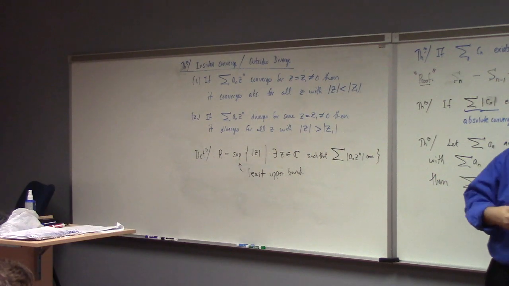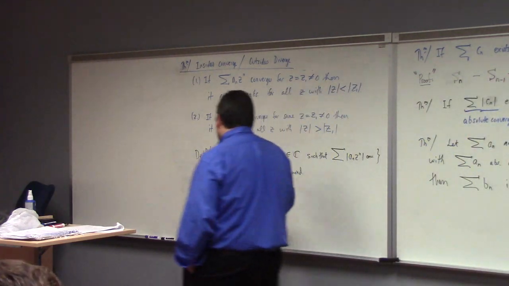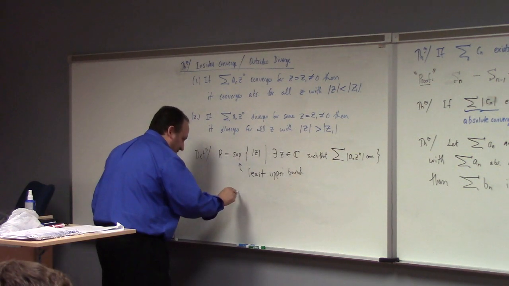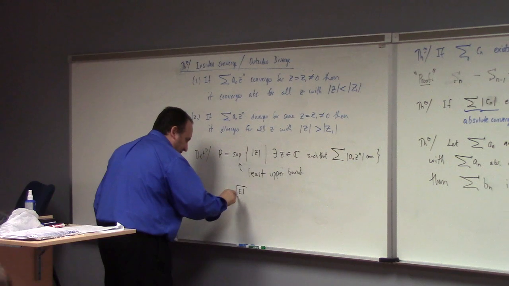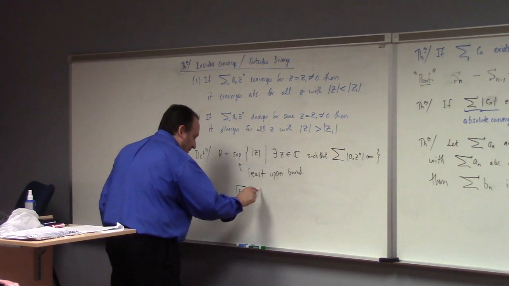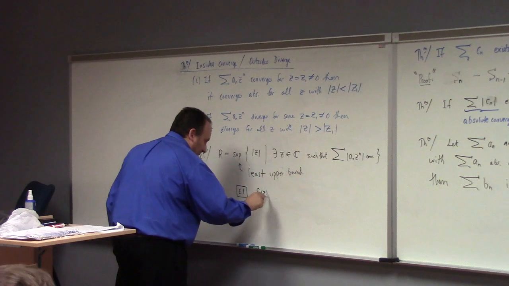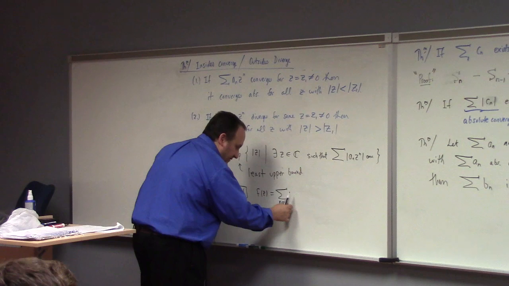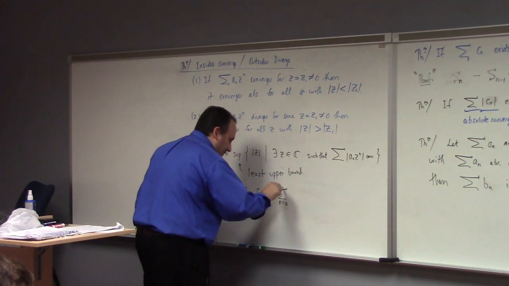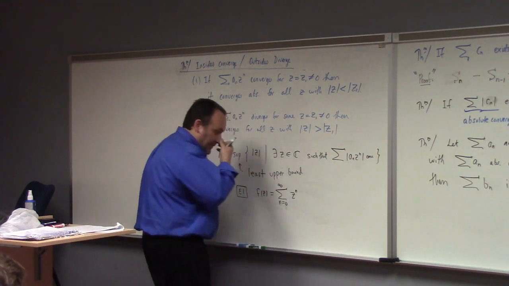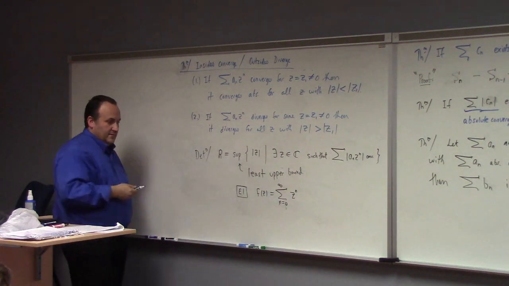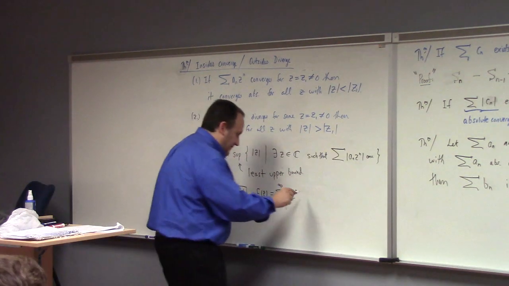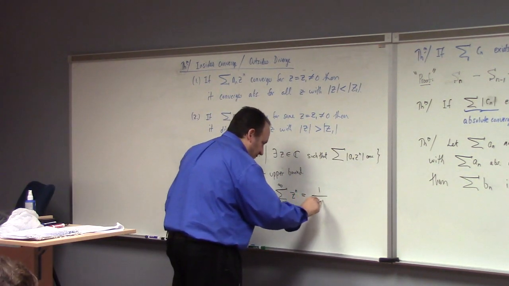For example, the geometric series. What example am I on? Three? Has there even been an example yet? I don't know. Maybe it's one. So if I have f of z equals the sum, n equals 0 to infinity, of z to the n, that is a geometric series. This is literally equal to 1 over 1 minus z for what z?